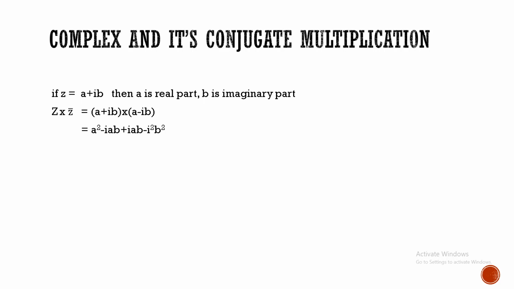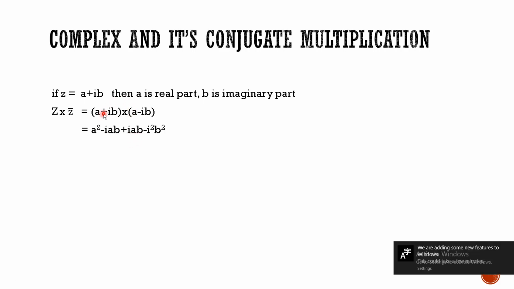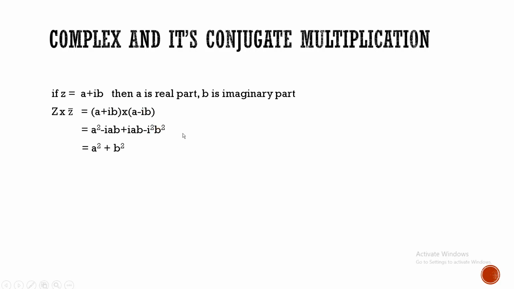Now let us multiply these two. It is very simple, that is a into a, a square, plus a into minus ib, minus iab, plus ib into a, plus iab, again plus ib into minus ib, minus i square b square. So these minus iab plus iab both are cancelled. The final answer is a square plus b square, because you know very well i square value is equal to minus 1, so the answer is a square plus b square.